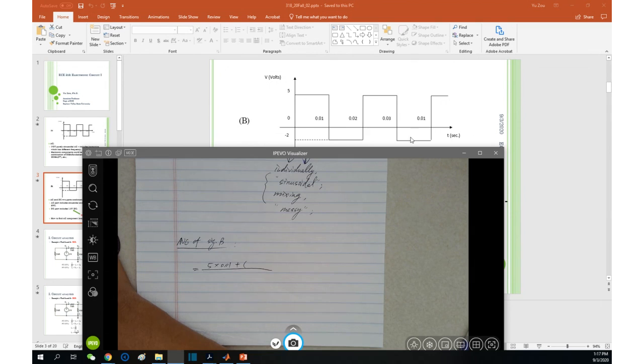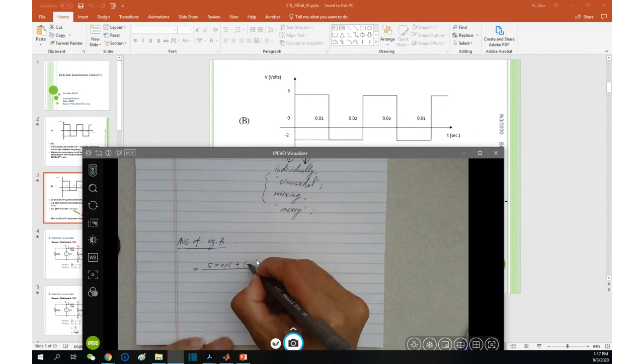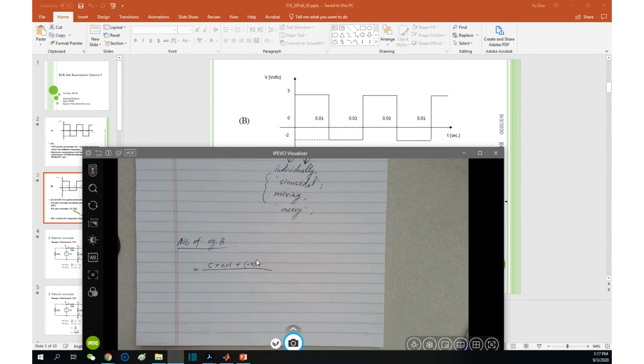Because 0.02 to the next, 0.04. I'm sorry, this is not 0.01, obviously. 0.02, 0.03, and then 0.04. From 0.02 to 0.04 is the second cycle, right? So we just take the first cycle: 5 volts times 0.01 second, and then -2 volts times how long?